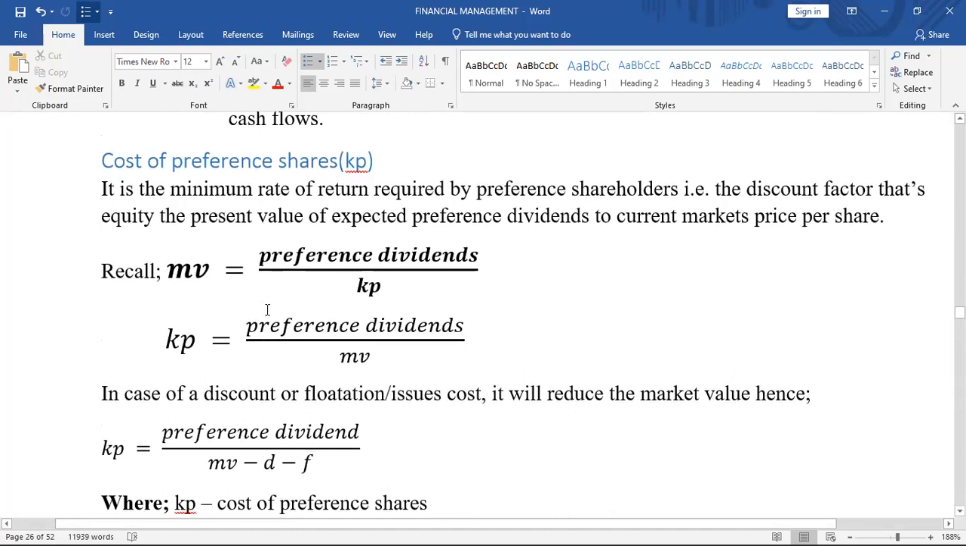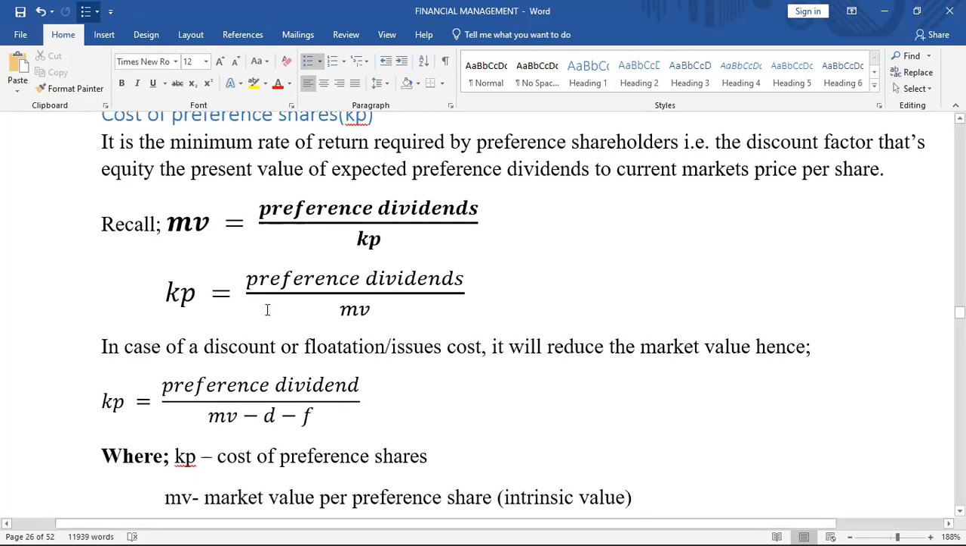Now, the second one is the cost of preference shares, and it is the minimum rate of return required by the preference shareholders. That is the discount factor that equates the present value of the expected preference dividends to the current market price per share. You remember when we were getting the market value of the preference shares, we were taking the preference dividends to divide by the cost of the preference shares. But in this case, we want to make the cost of preference shares the subject, and we can just cross multiply.